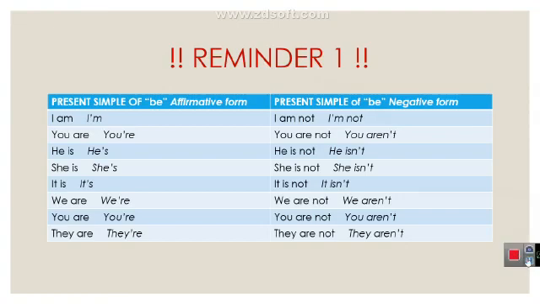Now verb to be in the present simple negative. I am not or I'm not. You are not, you aren't. He is not, he isn't. She is not, she isn't. It is not, it isn't. We are not, we aren't. You are not, you aren't. They are not, they aren't.